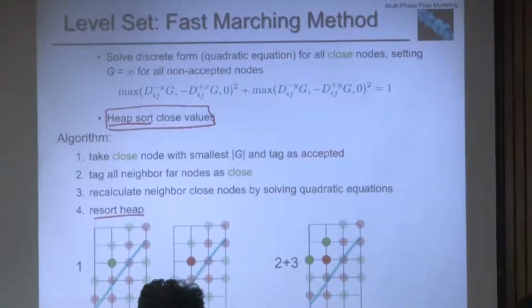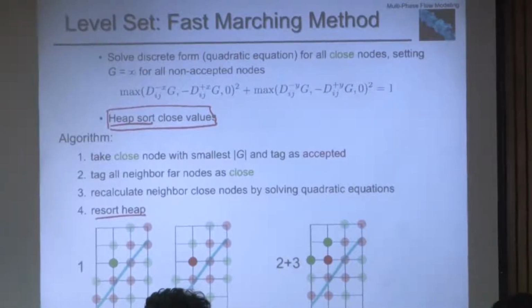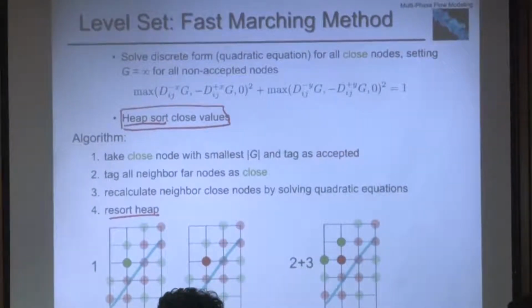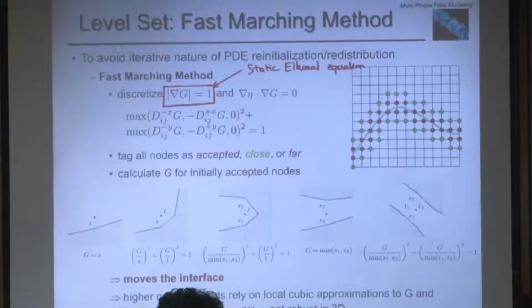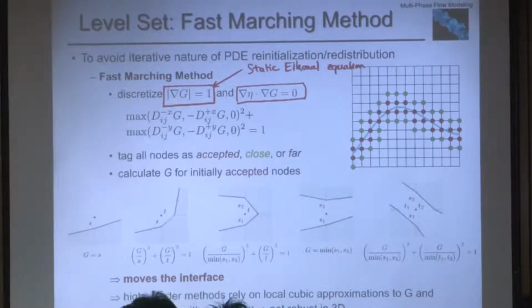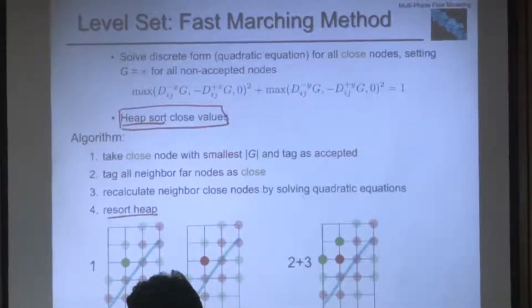Okay, does that make sense? You see how this can work? So this is an iterative scheme where each iteration involves only updating very few points and accepting them as you go. So you basically unroll this pretty rapidly. The very same algorithm can be used to do the same extension of data from the interface outwards. You can do the same exact scheme to solve this other Eikonal equation.